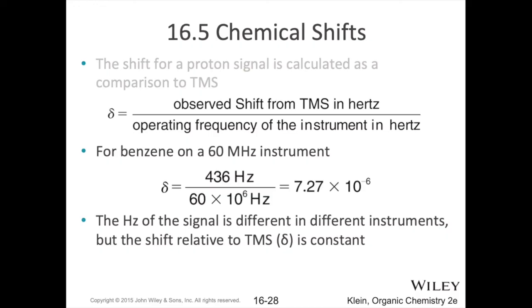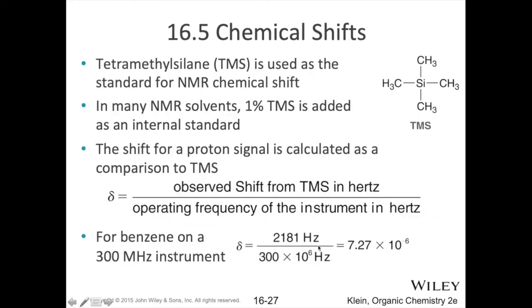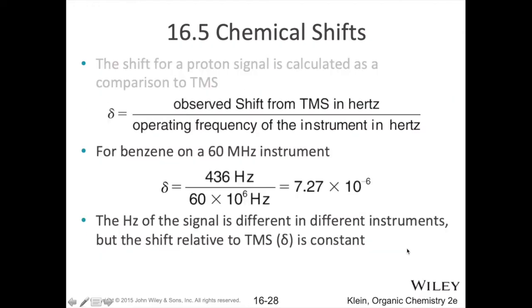Okay, so if we went just by the value in hertz, there'd be a huge disparity here, even though these peaks both come from the same atom on the same molecule, right? They're just being measured by two different devices. So to standardize this, we divide them by their operating frequency, and you can see that with the stronger magnet, when we divide by that higher frequency, we get 7.27 times 10 to the negative 6. And likewise, for the weaker magnet, we still get 7.27 times 10 to the negative 6.